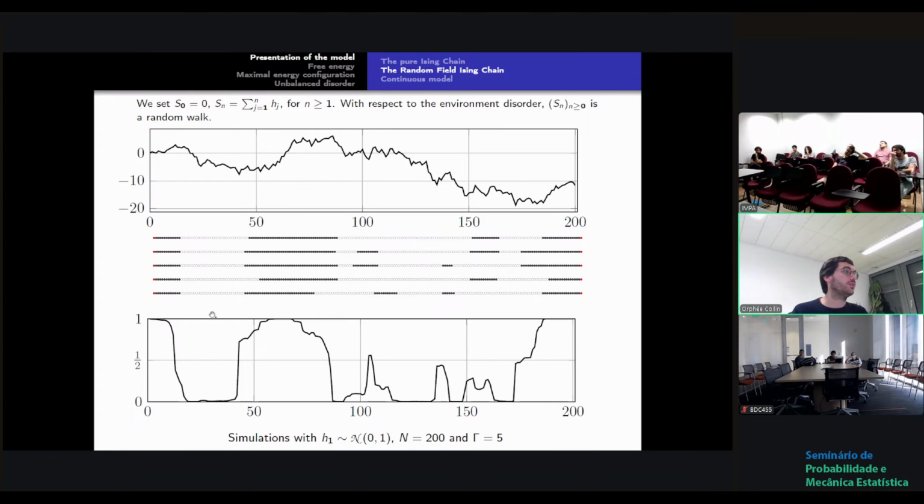And this corresponds to what we see in the samples. Okay. Is there any question about this presentation of the model? Please don't hesitate to interrupt if there is.